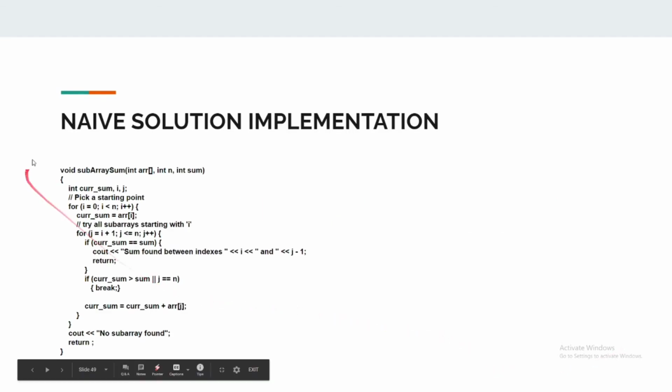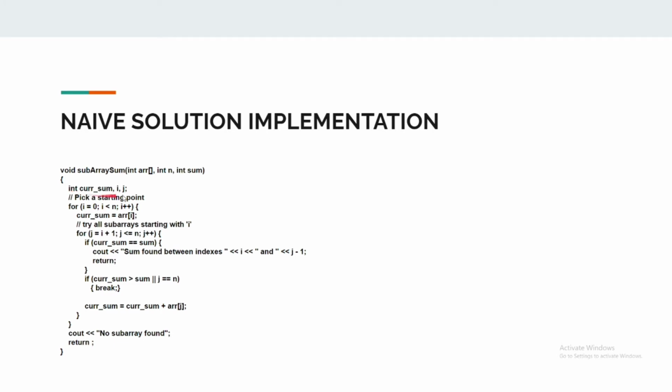Now let's look at the implementation. First we are taking three variables: current sum, i and j. i and j refer to the starting and ending point of our subarray. The current sum will store the sum while we traverse through the array. This sum we will compare with the original sum that we want, and if both are equal, then we will return our i and j values.